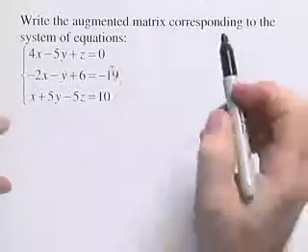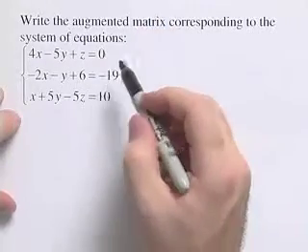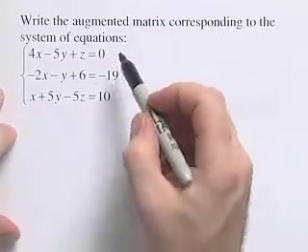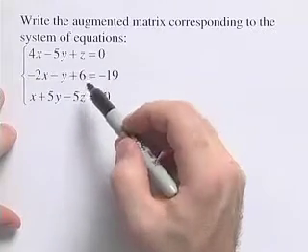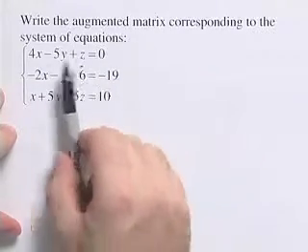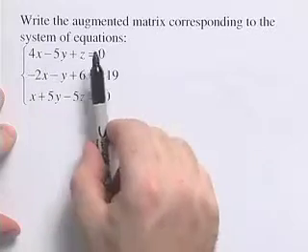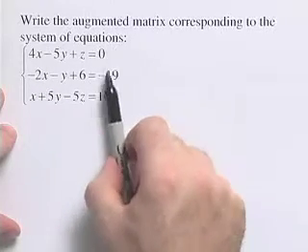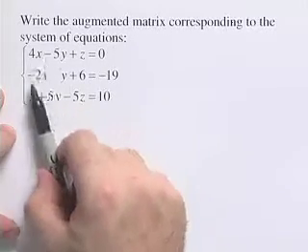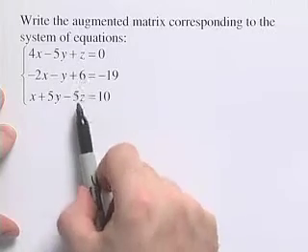For this problem, we want to write the augmented matrix that corresponds to the given system of equations. Here we have our system of equations. Before we write the augmented matrix, we first want to make sure that all our equations are in standard form. That is, we want all the variables to the left side of the equal sign, and we want the constants on the right side. We also like to make sure that all our variables are lined up.